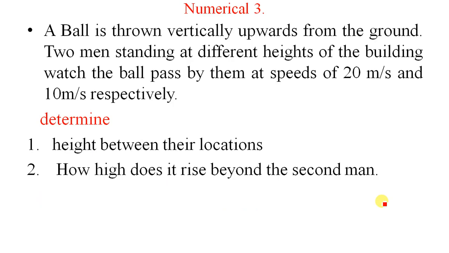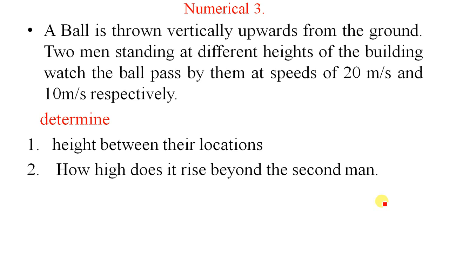The next numerical, very interesting one. A ball is thrown vertically upward from the ground. Two men standing at different heights of the building watch the ball pass by them at a speed of 20 meter per second and 10 meter per second respectively. Determine the height between their locations. That is, the height between the two observers we have to find out. How high does it rise beyond the second man? That we have to find out, the maximum height attained by the ball beyond the second man.